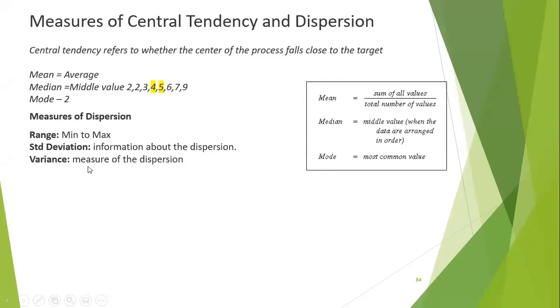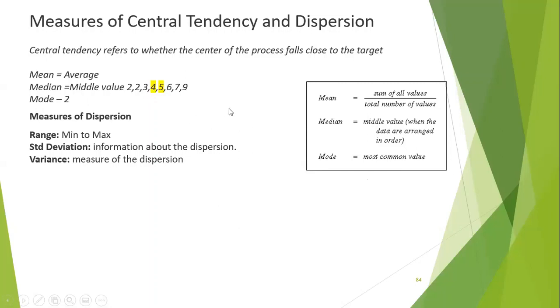And variance is the measure of the dispersion. Variance is your mean and the difference of each individual data point from it. This is the formula. Mean, everyone knows about it, right? Sum of all the values divided by the total number of values. Median is the middle value. As we discussed, if it is 7 digits, we take the one in the middle. If it is an even count, you have to take the two middle values and divide by 2. And mode is the most common value. Here, 2 is the most common value.